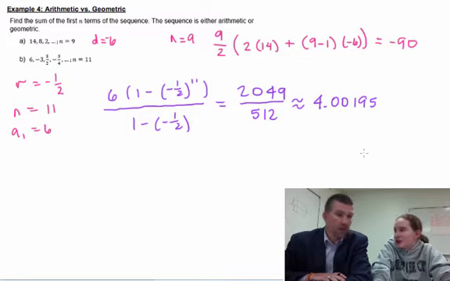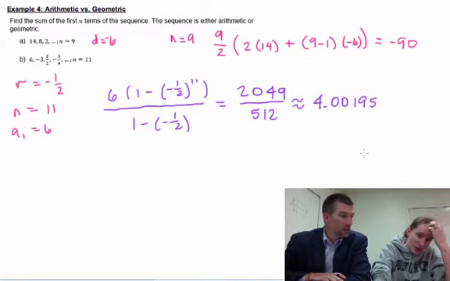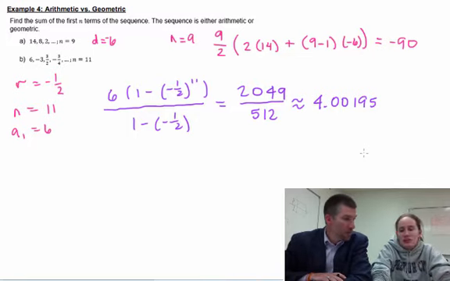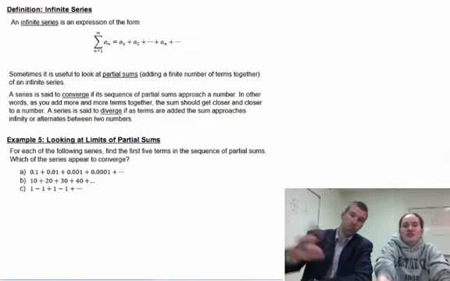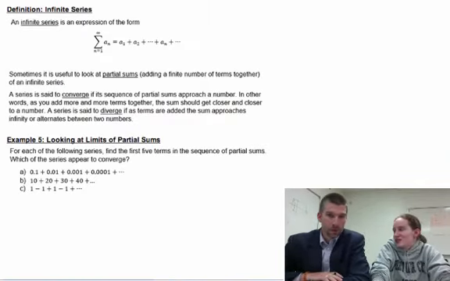You mean multiplying by a half? Yeah, if I'm only multiplying by a half, that means I'm getting smaller every time. What I'm adding each time is getting smaller, so that's headed towards something. Hey, definition of an infinite series. It's a series that goes on for infinity. Sometimes it's useful to look at partial sums, adding a finite number of terms together of an infinite series.